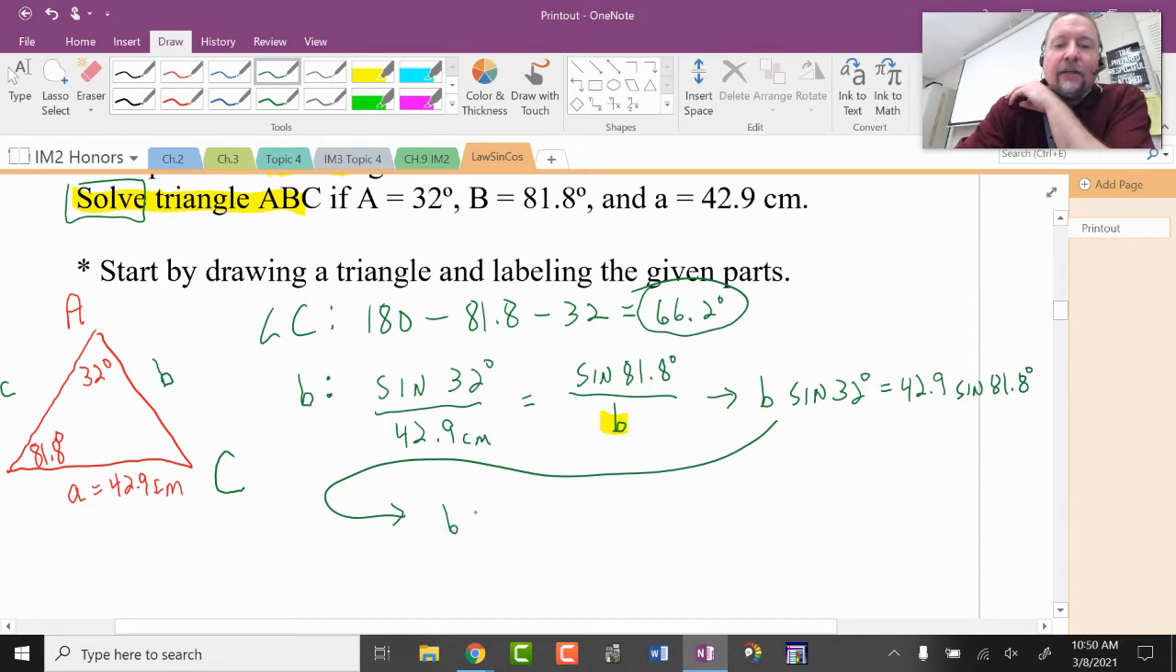Divide by sine 32. And then this is what I have to type on my calculator. Hey, could someone be a pal since I'm writing so slow?